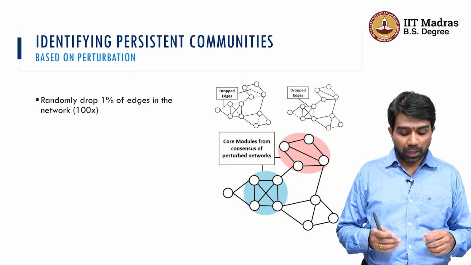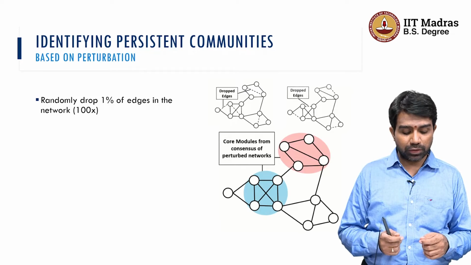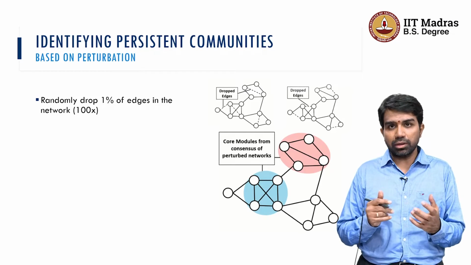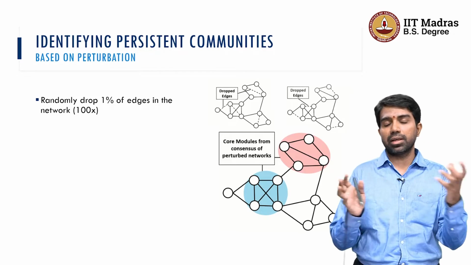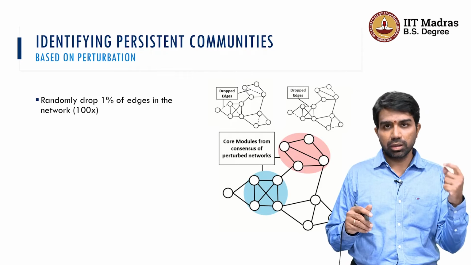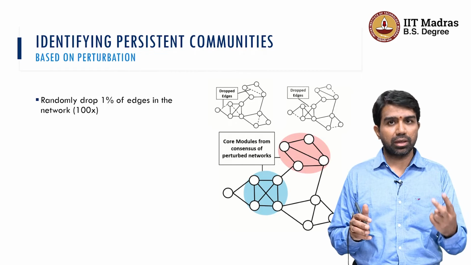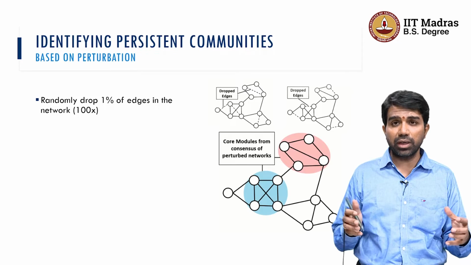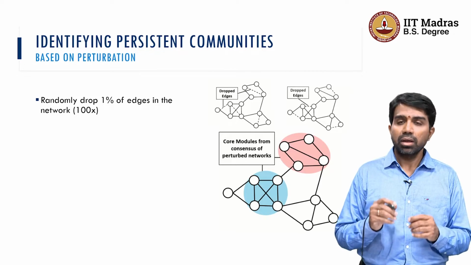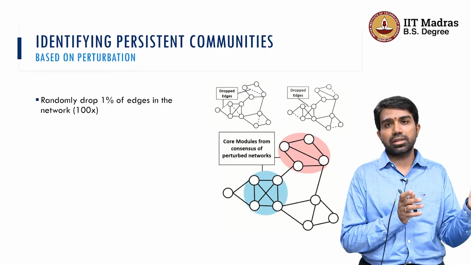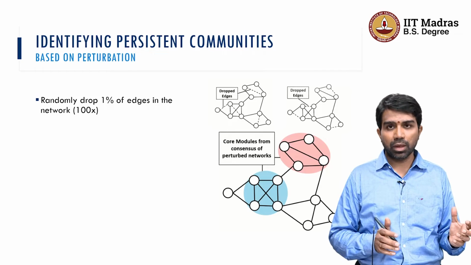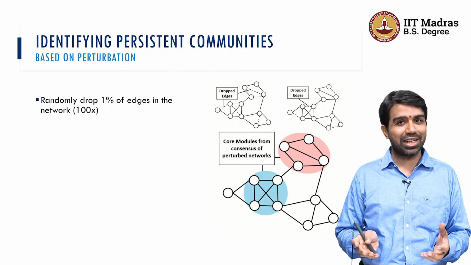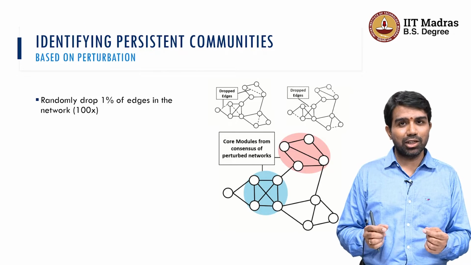So what did we do? We randomly dropped 1% of edges in the network about 100 times. So we took this network, threw away some random 1% of the edges, and you get a network. Repeat, you get another network. Repeat, you get another network. You repeat it 100 times, you get 100 different networks that have 99% of the edges that were present in the original network. Obviously 99% of the edges are the same, but they are still slightly different.